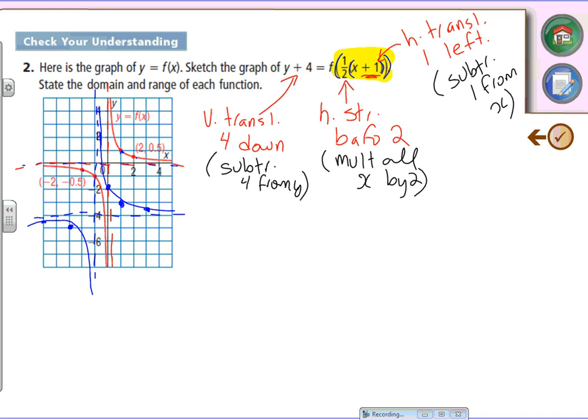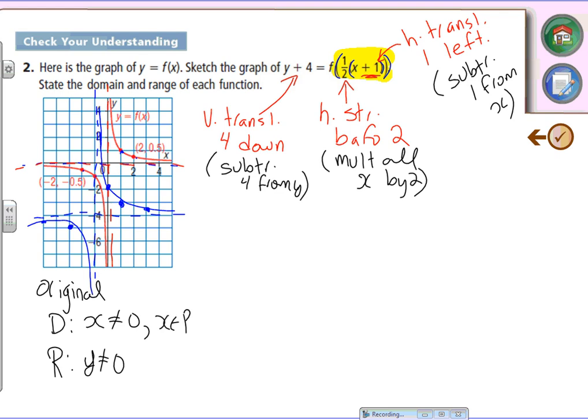And domain and range. The original domain and range was anything except the asymptote. So this is a fancy way of saying, hey, figure out where the asymptotes are. So our original domain was x cannot equal 0. Your range was also y cannot equal 0, but it could have been anything else. So also x-er on the end and y-er on the end.